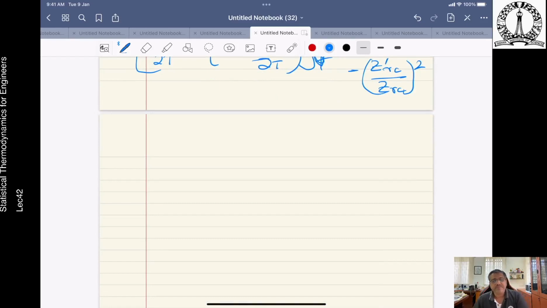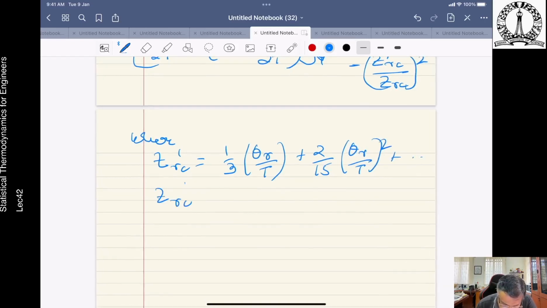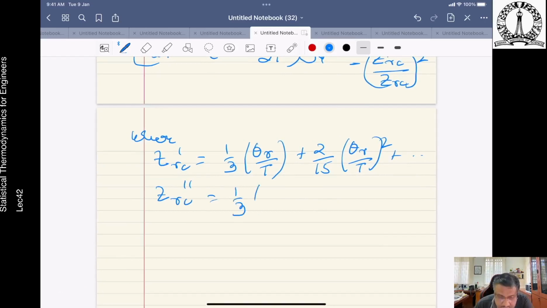where ZRC prime is 1/3 theta r by T plus 2/15 theta r by T squared, and so on and so forth. ZRC double prime is equal to 1/3 theta r by T plus 4/15 theta r by T squared, and so on and so forth.